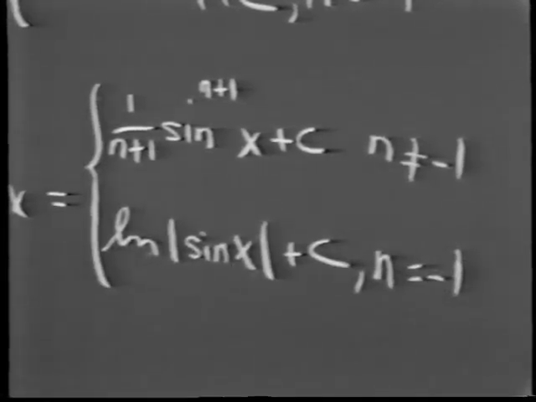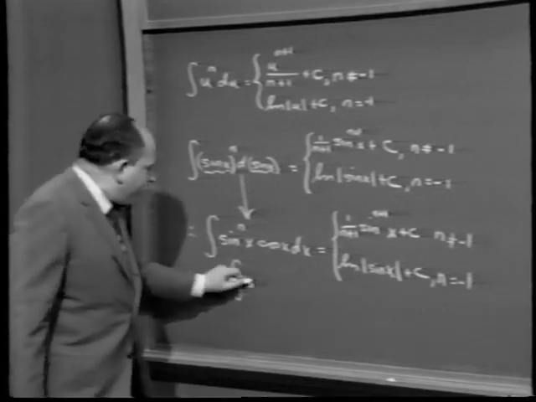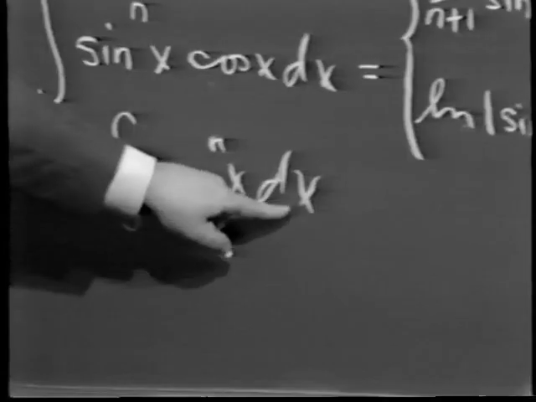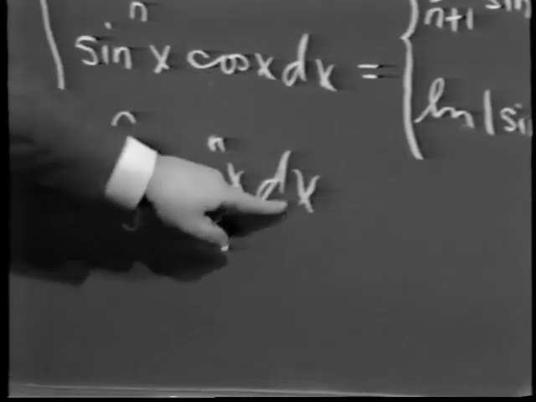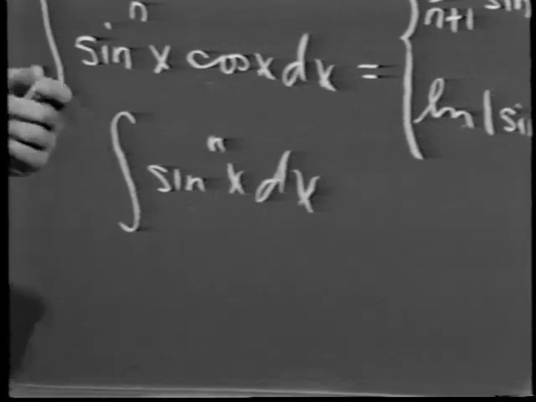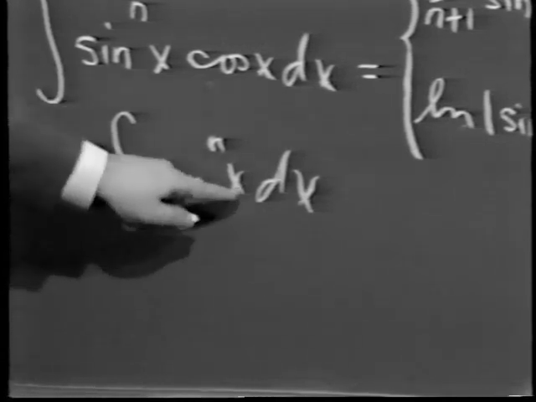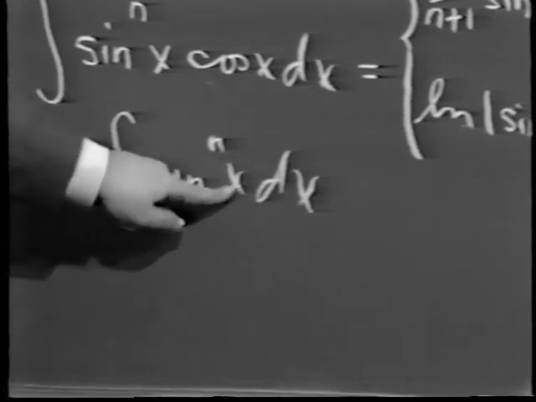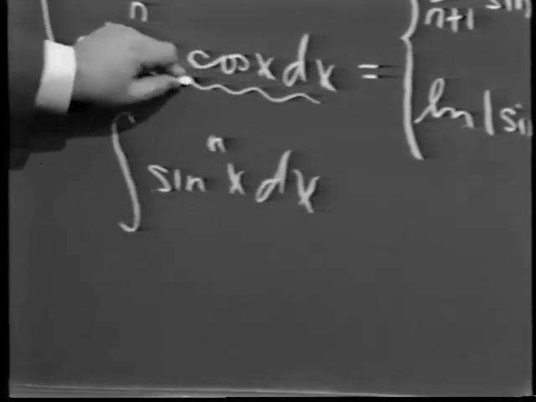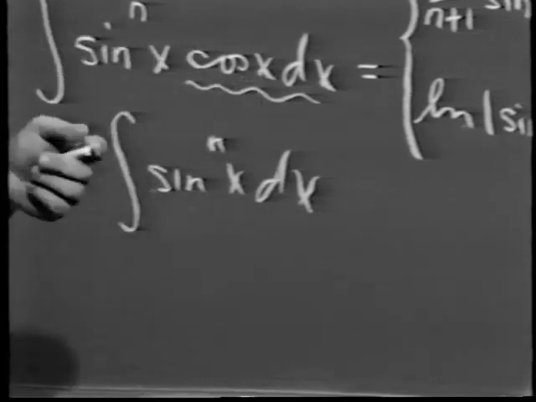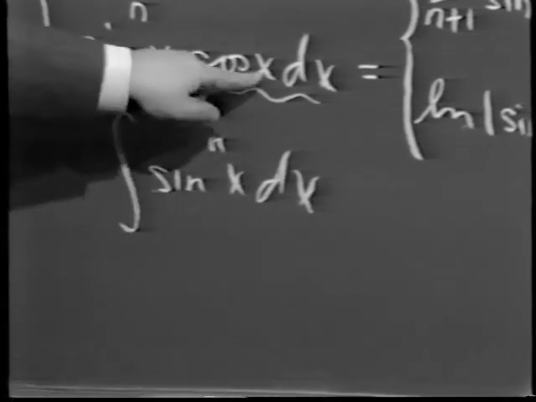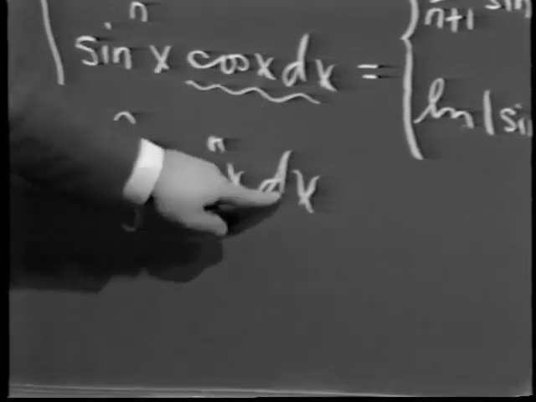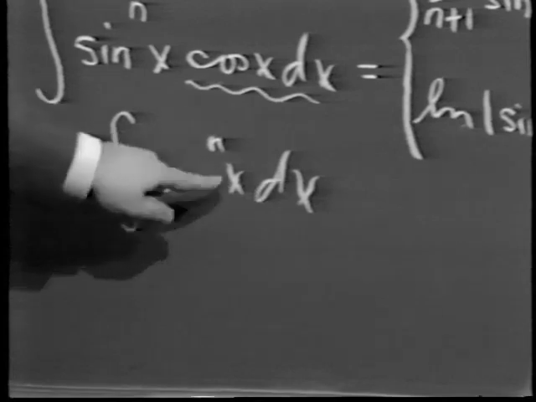Again, notice this looks more complicated than this, but to get our problem into the form u to the n du, notice that the natural substitution here is to let u equal sine x, in which case du would be cosine x dx. In other words, the extra factor of cosine x here actually is to our advantage, in that when we make the substitution, that gives us the form that we want. With the factor missing, we're in a little bit of trouble.